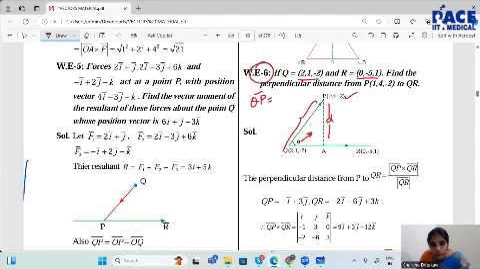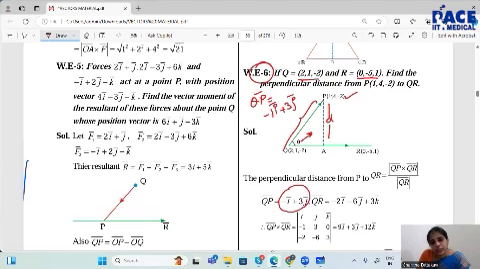So OP minus OQ: 1 minus 2, that is -1i. Next, 4 minus 1, that is +3j. Next, -2 minus of -2, that is 0. So -1i plus 3j is what you have for your QP. That is what is given here.